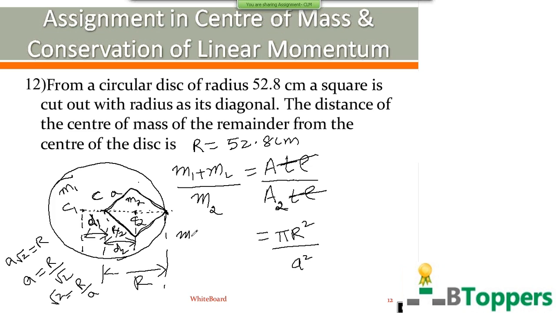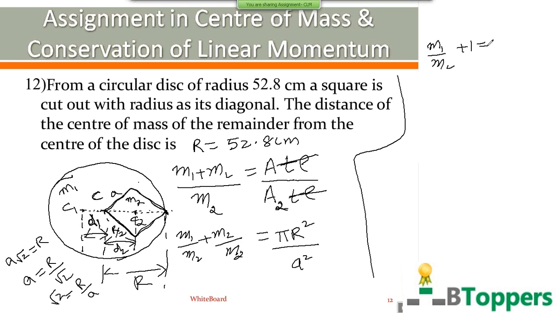So on the left side you can write M1 by M2 plus M2 by M2. M1 by M2 on the left side we write as it is, and M2 by M2 can be written as 1. So pi into R by a whole square. We can substitute R by a equal to root 2. So M1 by M2, you get 2 pi minus 1.